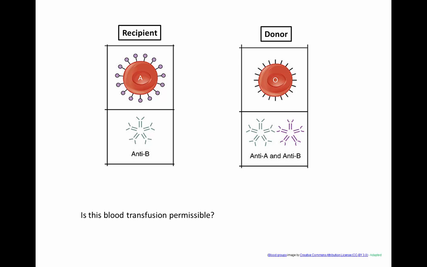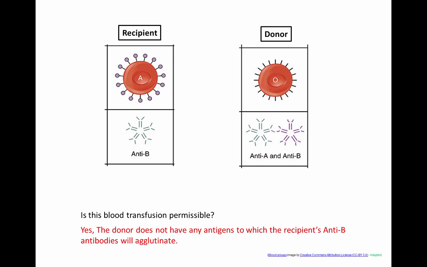Next example. Type A blood is the recipient and type O is the donor. Does type A have an antibody against type O's antigens? No, it does not. So this transfusion is permissible because the recipient does not have anti-B antibodies and the donor, type O, does not have a B antigen. No agglutination will occur.